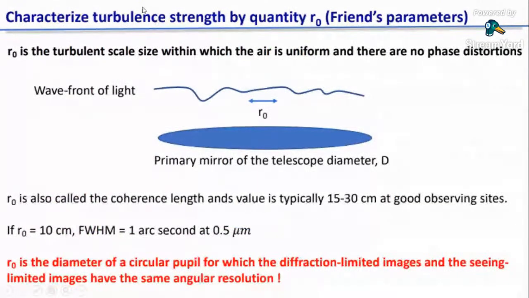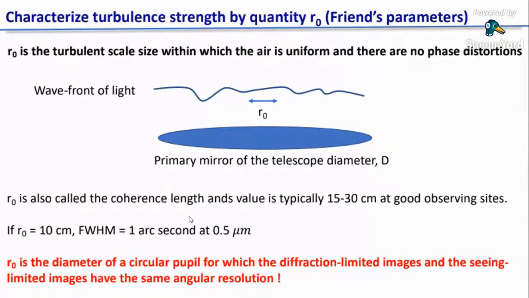The turbulence strength is characterized by the quantity R naught that I told is the Fried's parameter. This is not French parameter, this is Fried's parameter. I just made a mistake. So R naught is the turbulent scale size within which the air is uniform and there are no phase distortions, like the limit within which there are no phase distortions. That's why we refer to it as the coherence length, and it is generally 5 to 30 centimeters at good observing sites, around 20 for Mauna Kea in Hawaii.